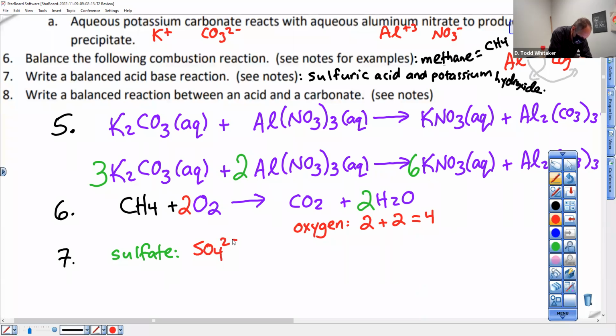So that's going to go with H plus, and crossover says, how many H's, how many sulfates? 2 H's, 1 sulfate. An acid-base reaction doesn't ask for states. That's good. Potassium hydroxide. K plus, OH negative, right? 1 to 1. KOH.